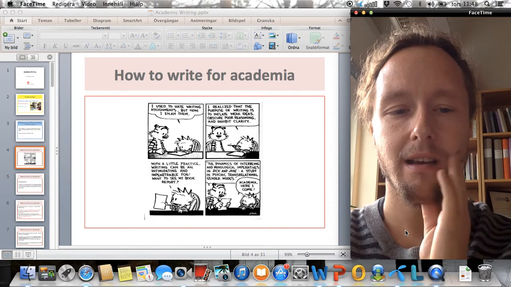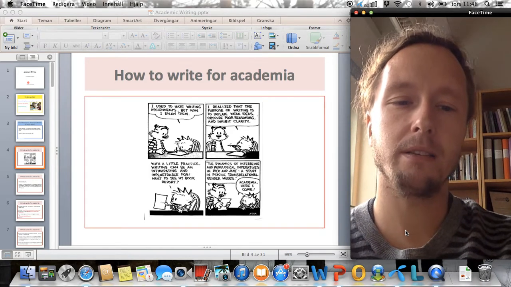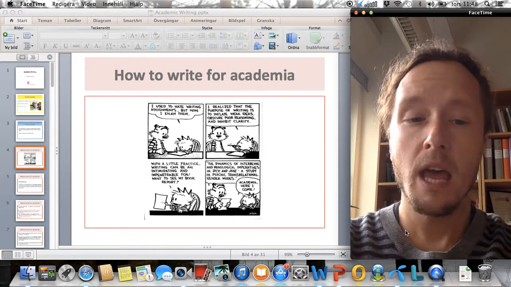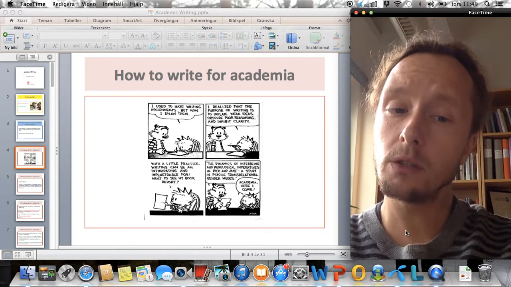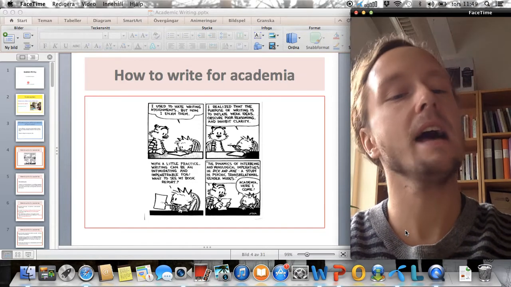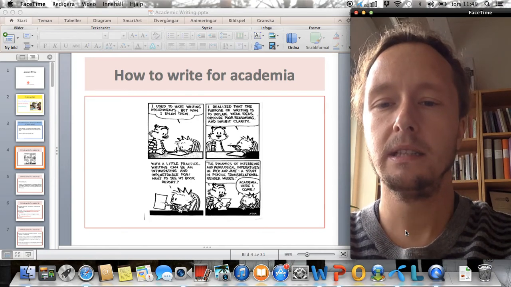Now I put this cartoon here from Calvin and Hobbes because I think it illustrates very much the conception people have of academia, and also what I often encounter when I meet students, the idea that academia has to be difficult.